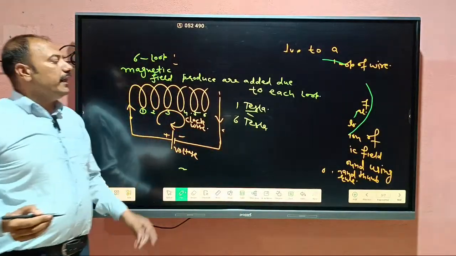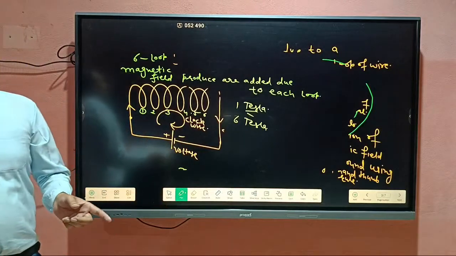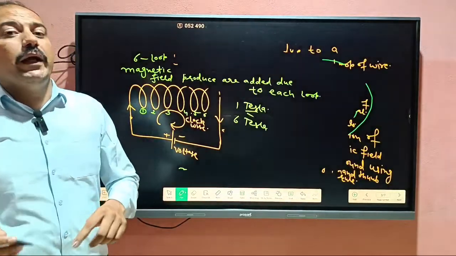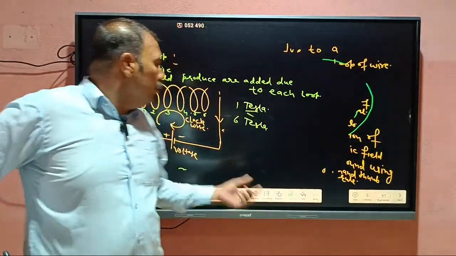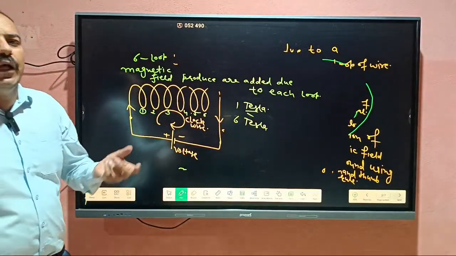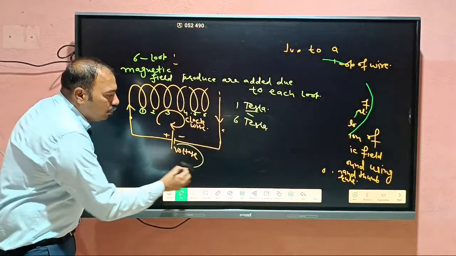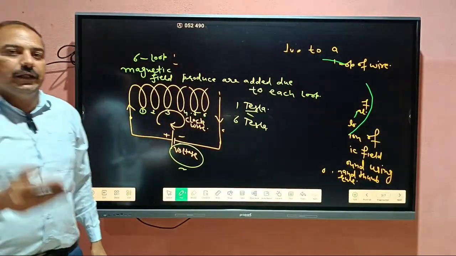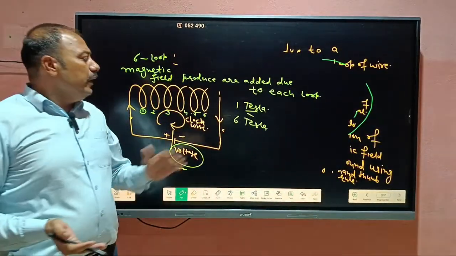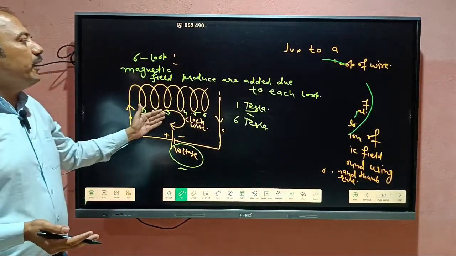So simply we can say that the magnetic field depends upon the number of turns. If we increase the number of turns, then the magnetic field also increases. Second, we already know the magnetic field depends upon the amount of current. When we increase the current, the magnetic field also increases, and the amount of current depends upon the voltage. So when we increase the voltage, current increases, and when current increases, the magnetic field increases. And the second factor is the number of turns: if we increase the number of turns, the magnetic field increases.